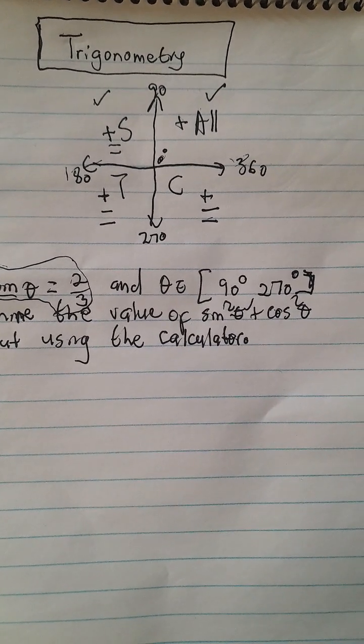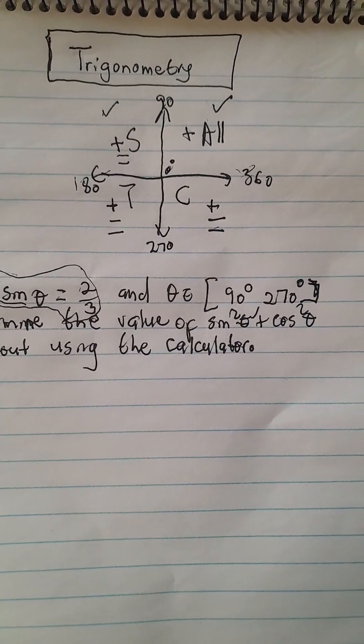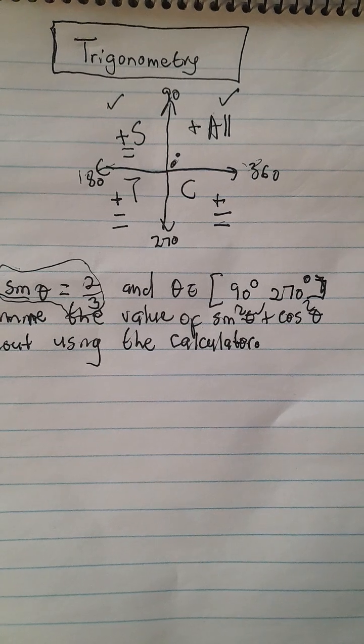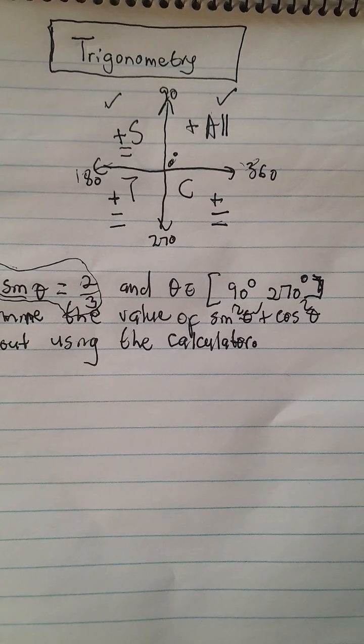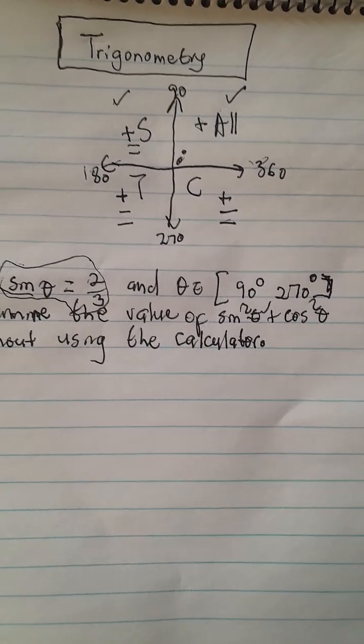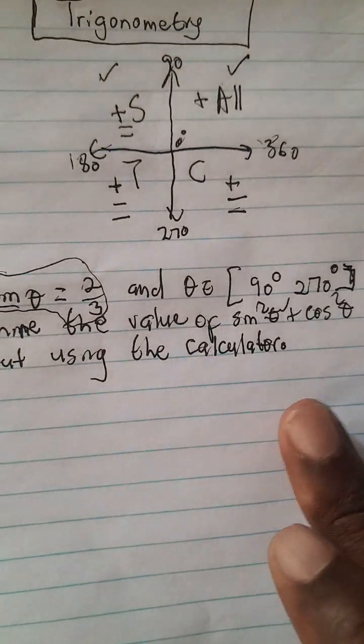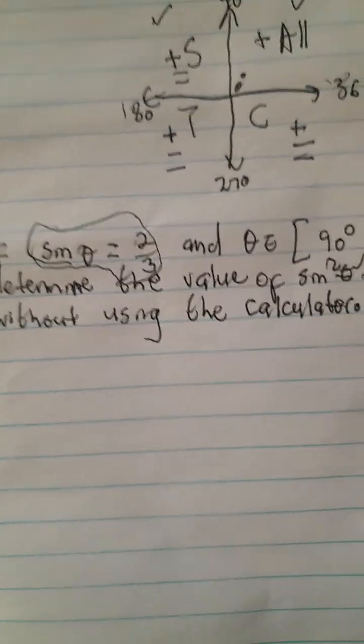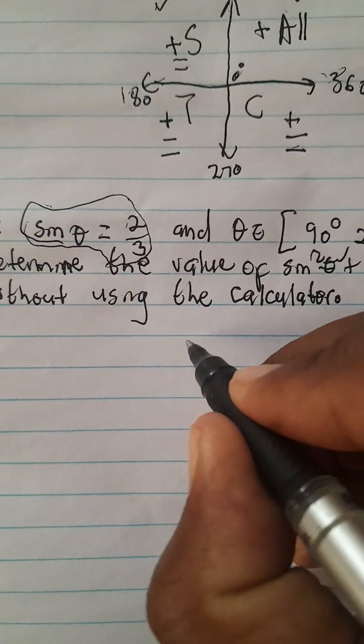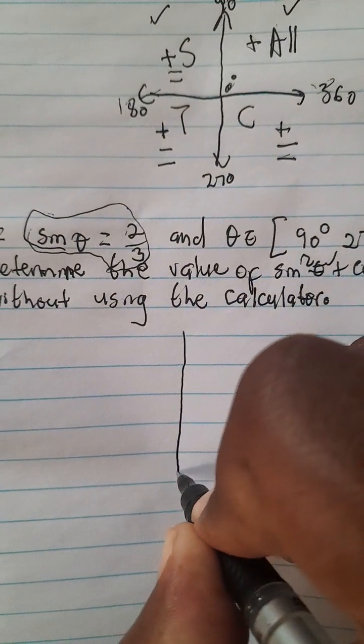So how are we going to work this out? Let's start with the diagram first, then we'll talk after. Very important, because I don't want to rush, because at times when you rush, you crash. So we don't want to crash. So draw your CAS diagram.